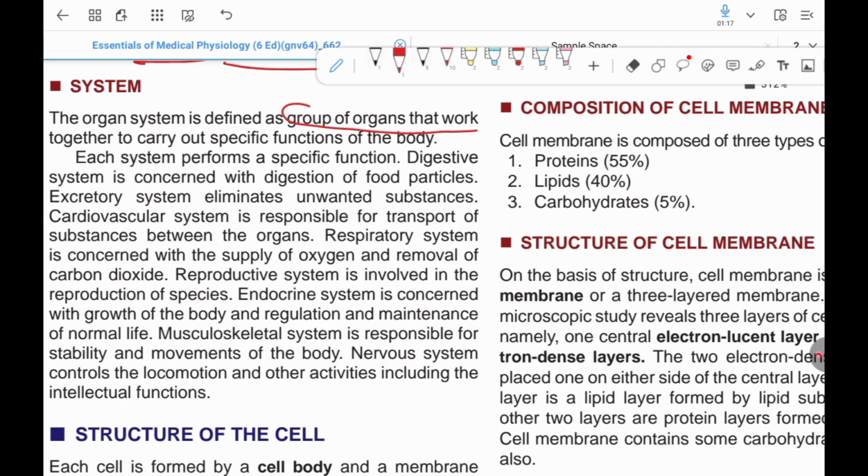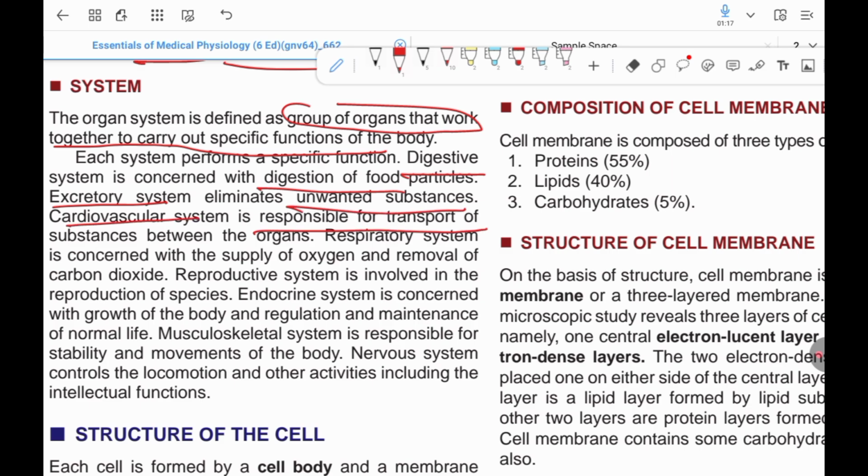So let's move forward. An organ system is defined as a group of organs that work together to carry out specific functions. Let's take the example of the digestive system. In the digestive system, there are various organs like the stomach, intestine, rectum, colon, mouth, and esophagus. These groups of organs work together, in coordination, to perform the function of digestion. Various organ systems include the digestive system, which is concerned with the digestion of food.